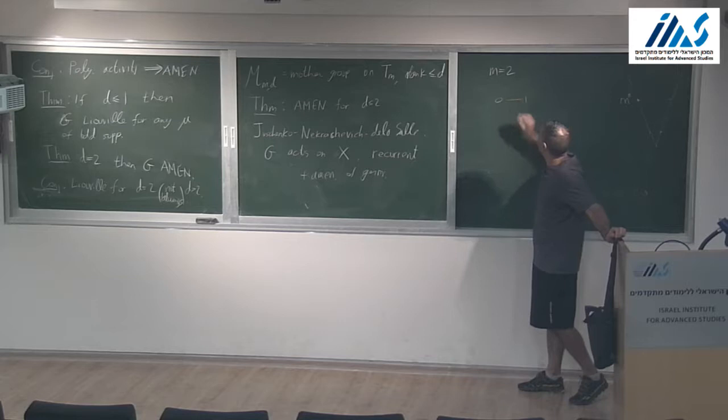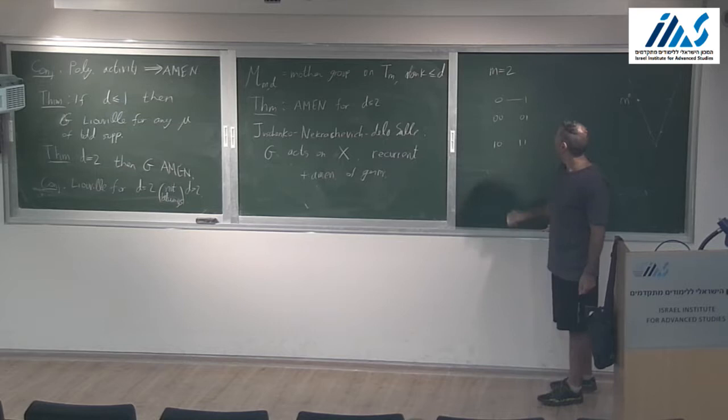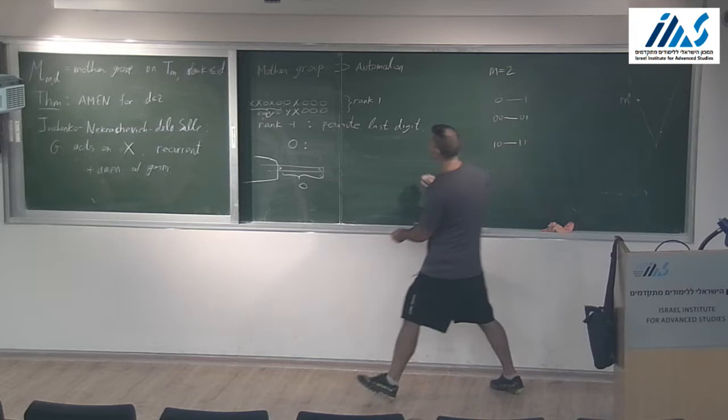At the next level, the vertices are 00, 01, 11, and 10. You can see the generator of rank minus 1 connects these two vertices and these two vertices, since you can flip the last digit. The generator of rank 0 permutes the digit.